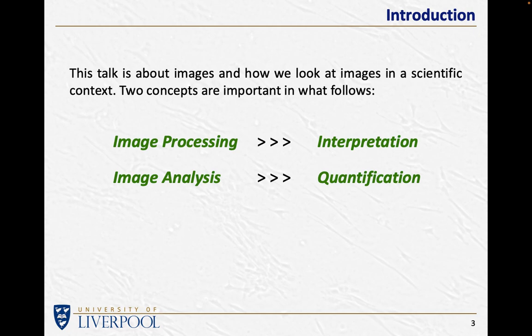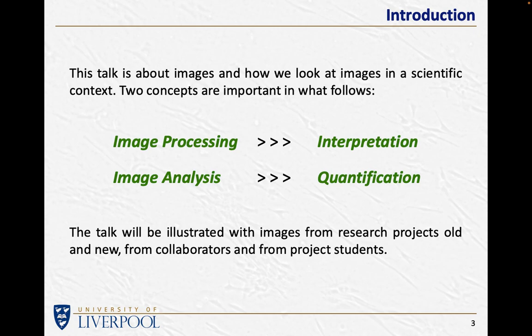Image analysis is a little different. The output of image analysis is not another image which might look different. Image analysis means extracting some numbers from the image. In other words, I want to count how many objects there are, or I want to determine the size of a particular object in the image. That would be taking an image and producing numbers which come from that image. So that's the difference between image processing and image analysis. One is how to interpret images, the other is how to quantify images.